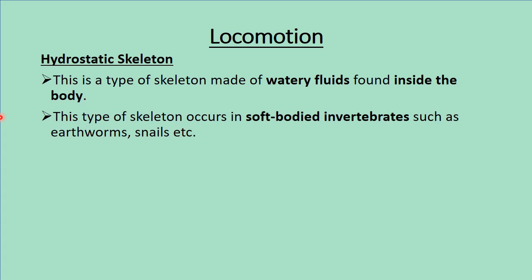This type of skeleton occurs in soft-bodied invertebrates such as earthworms, snails, etc. Invertebrates are animals that don't have a backbone. So soft-bodied invertebrates like earthworms and snails have a hydrostatic skeleton. However, a snake doesn't have a hydrostatic skeleton because it is not an invertebrate.